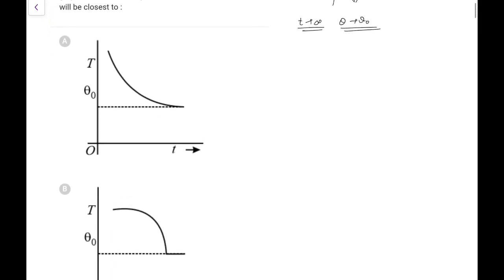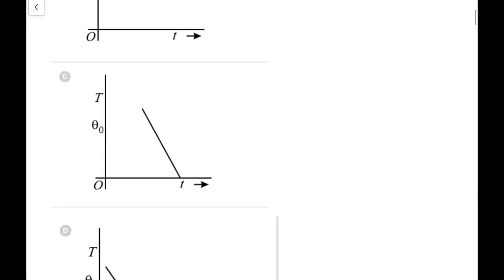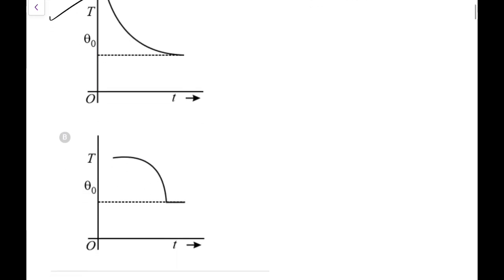The slope must be decreasing. Here it is increasing. In the first it is decreasing. I think first would be the right. Third is not possible. Fourth is not possible. It is not going to constant. So option A, you know this curve, you can easily tick it.